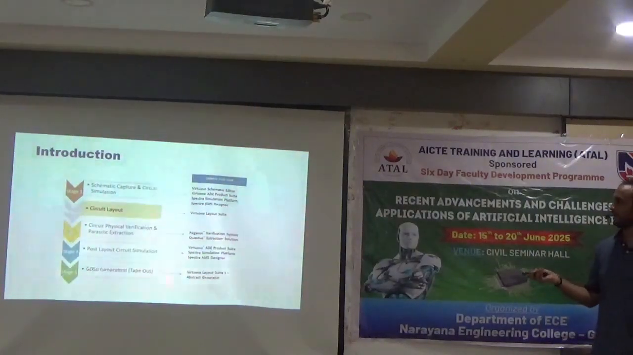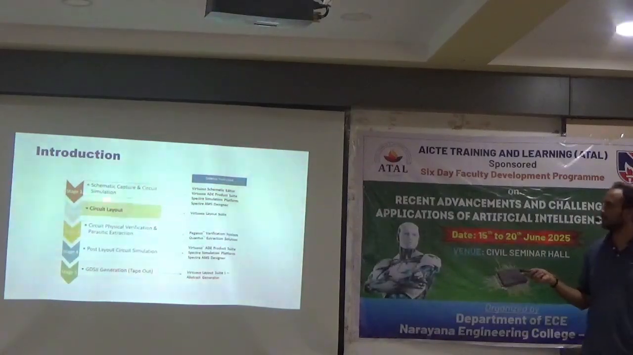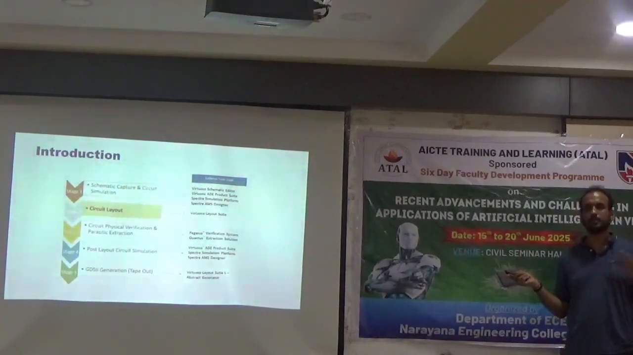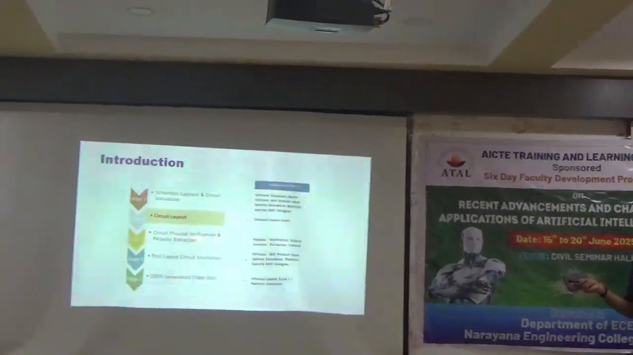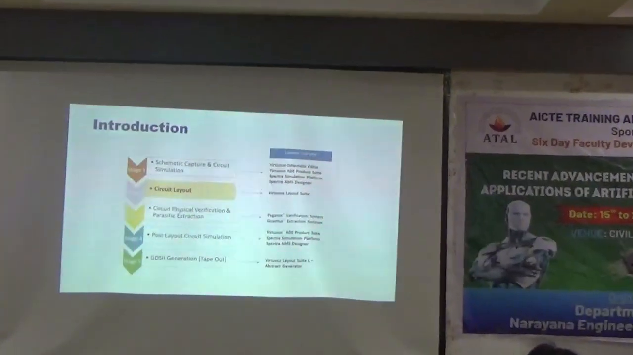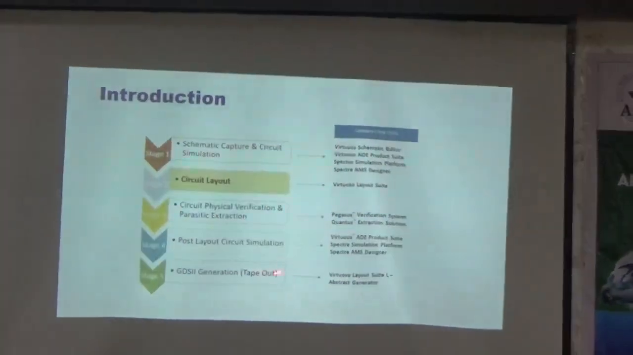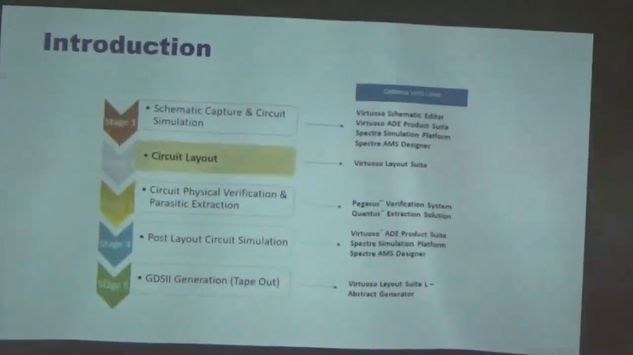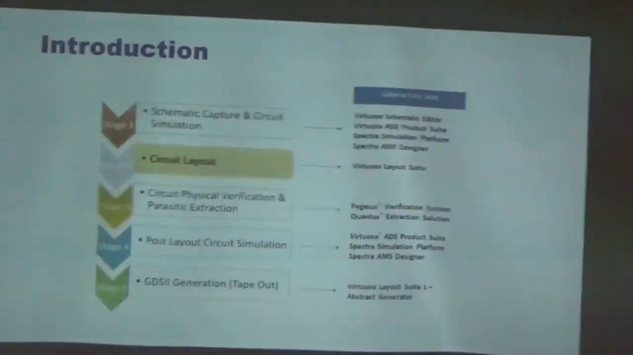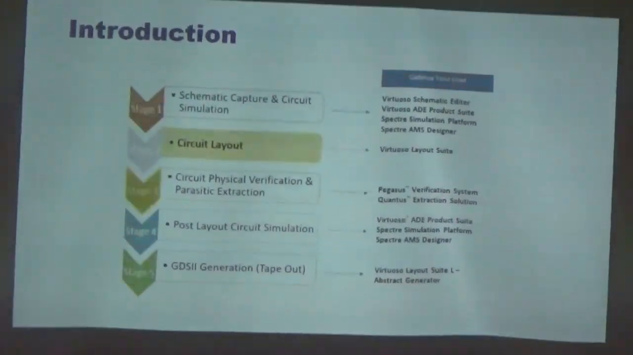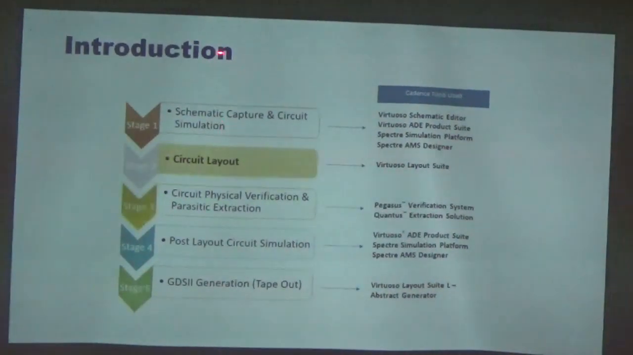So this is how we start for analog and RF circuit design. We start with a schematic, we do some circuit simulation, then we do the layout, and once the layout is done, we extract the parameters. We do the post-layout simulation based on the extracted parameters, and then finally we generate the GDS. So this is the complete cycle, from the schematic to the layout generation. This is how we proceed.